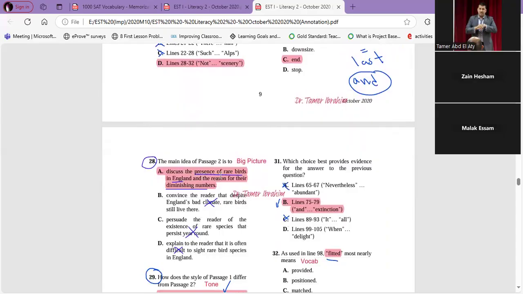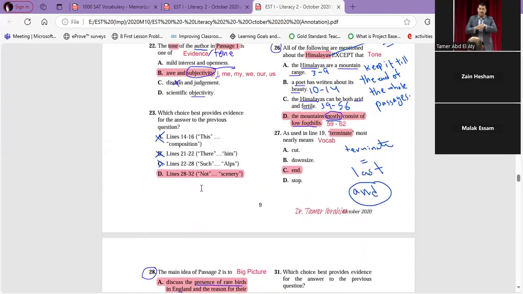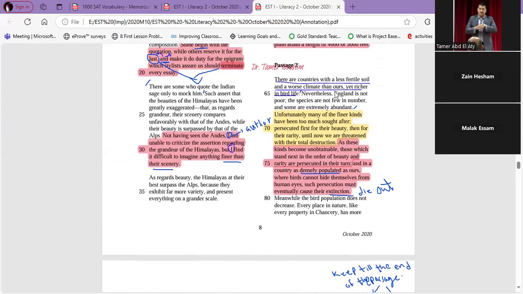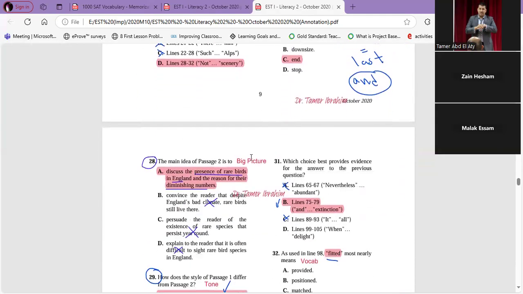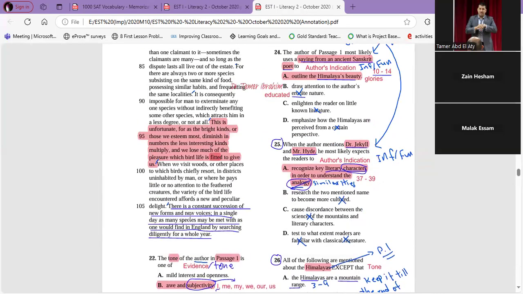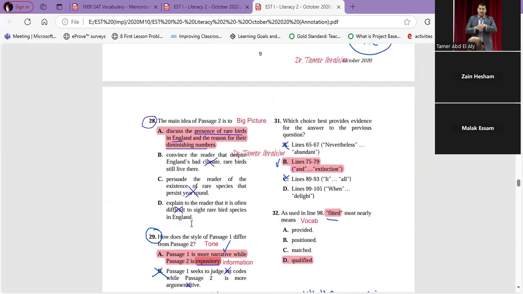Discuss the presence of rare birds in England and the reason for their diminishing numbers. Okay, he said richer. Other countries, the less fertile soil and worse climate, but richer in bird life. Maybe, but he doesn't talk about rare. He talks about birds in general. Okay, here, again, he said succession of new forms of birds and new voices. But the problem is that I can't find the reason. I didn't read it. The reason for their diminishing numbers, so I'm going to keep it.